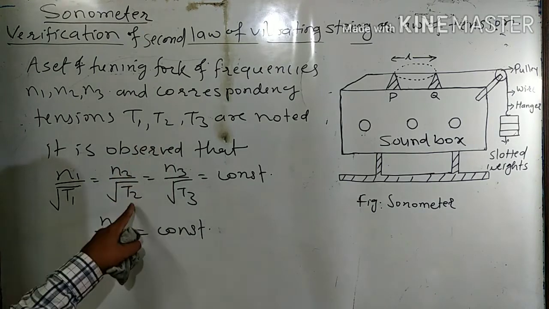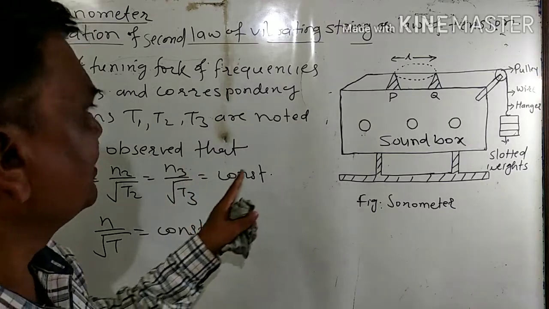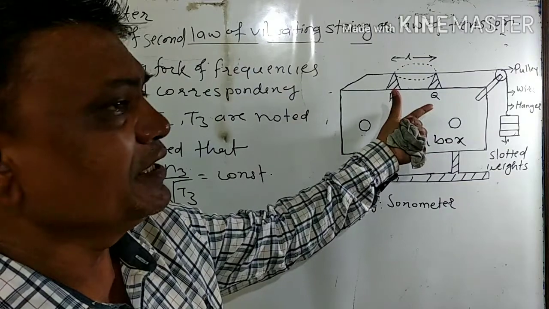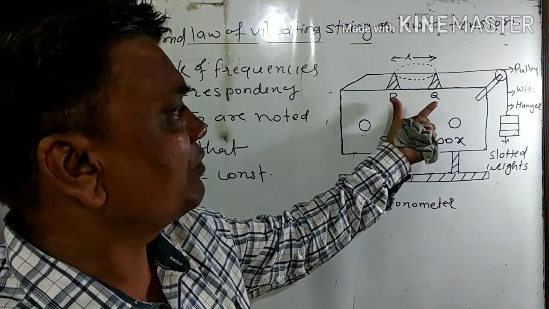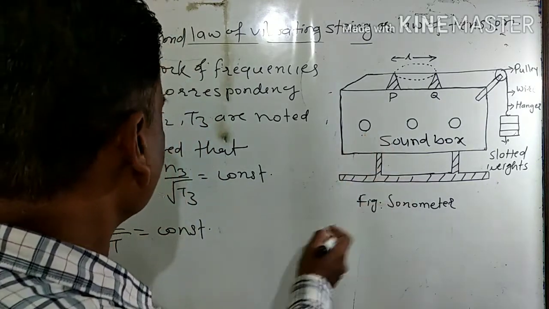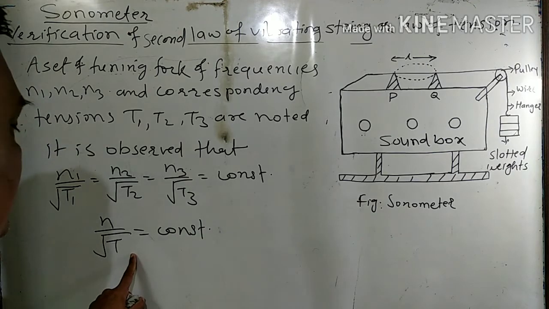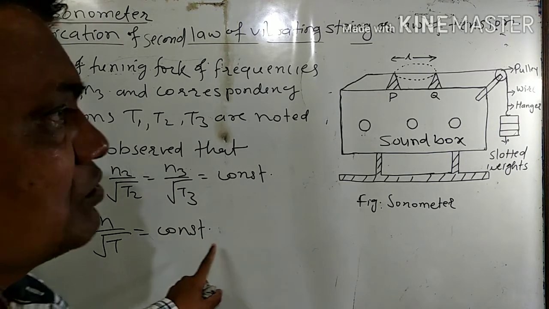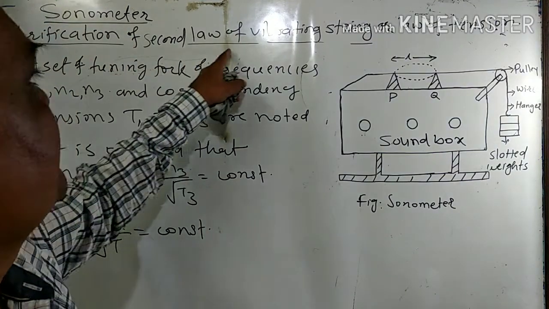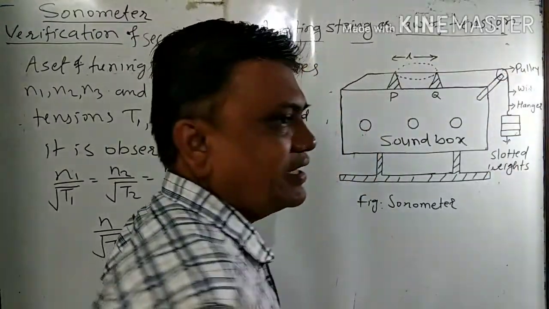It is observed that N2 upon under root T2. In this way, we can take another tuning fork and another tension, keeping the length constant, and for the same length it is observed that N3 upon under root T3 is equal to a constant. Therefore, N upon under root T is equal to a constant. This is the verification of the second law of vibrating string, or law of tension.